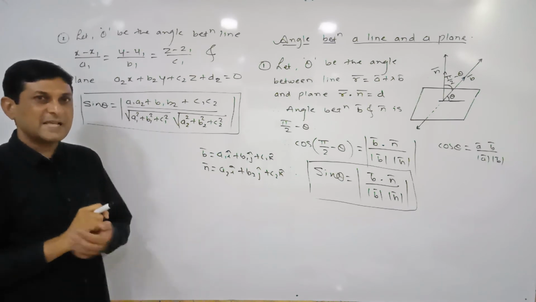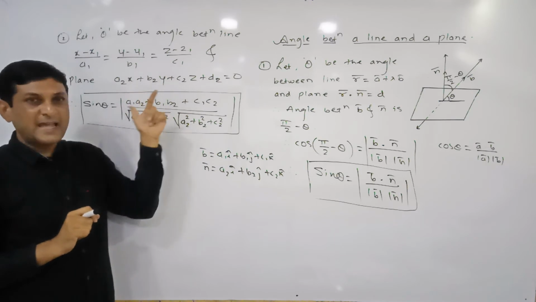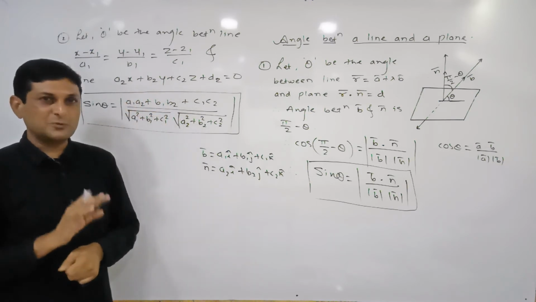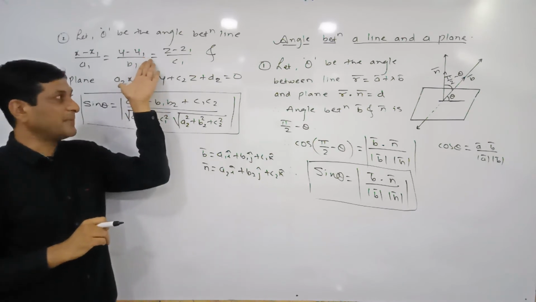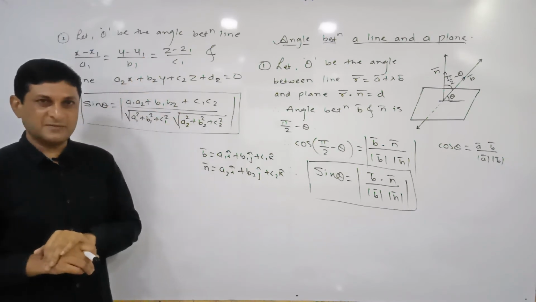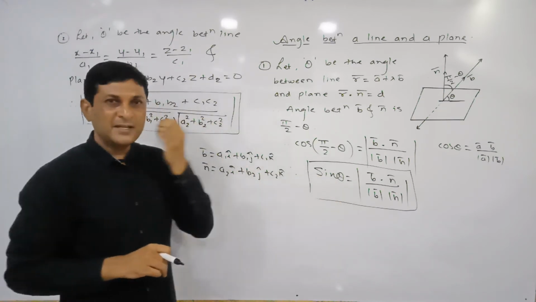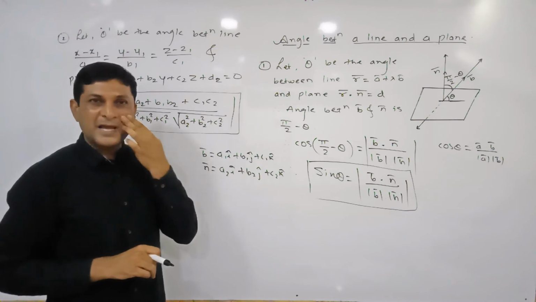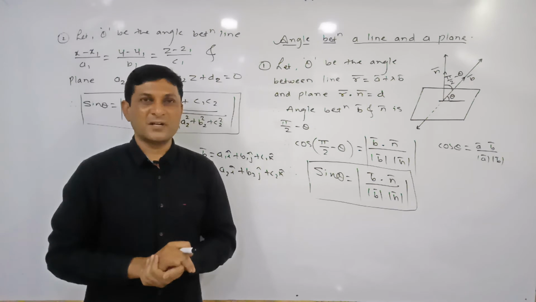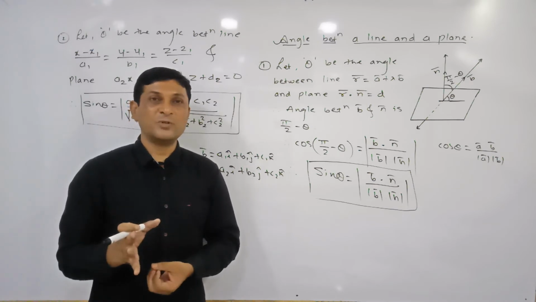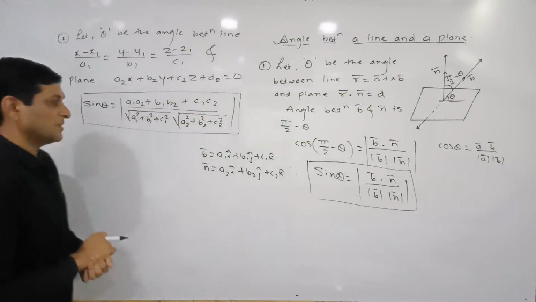This formula is applicable if the direction ratios of the line and the direction ratios of the normal to the plane are given to us, and we can easily find these values if the equation of line and the equation of plane are given. So in this way, we have seen a formula in vector form and in Cartesian form to find the angle between the line and the plane. Now we will discuss some very important conditions for a line to be perpendicular to the plane and a line to be parallel to the plane.